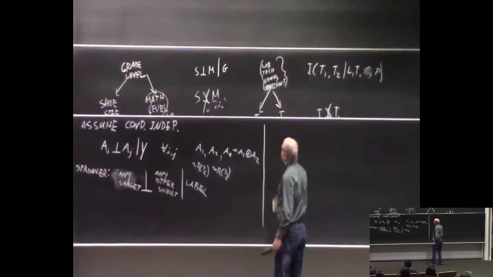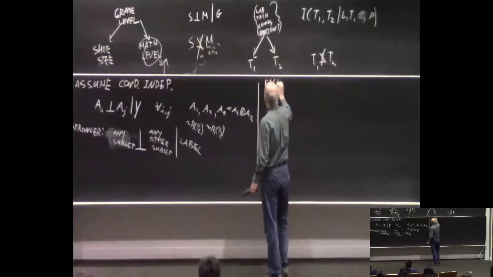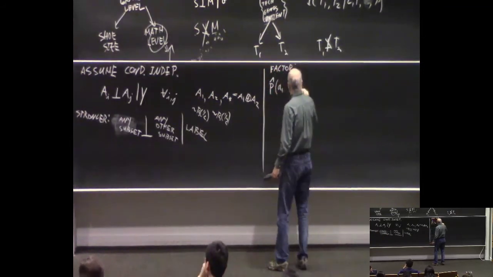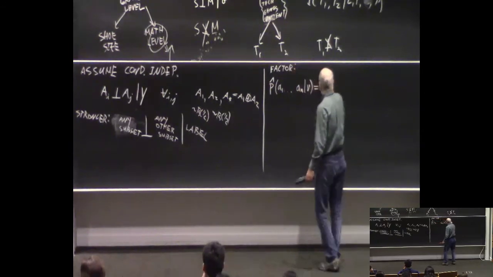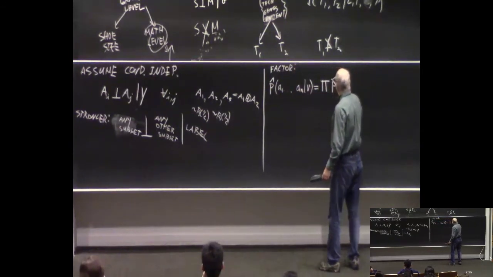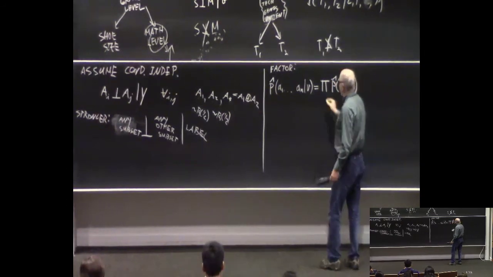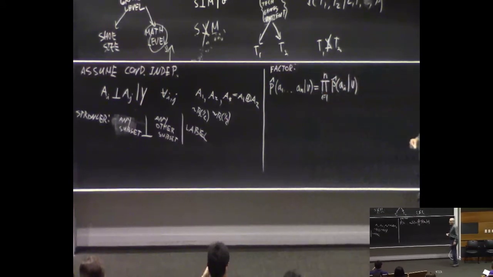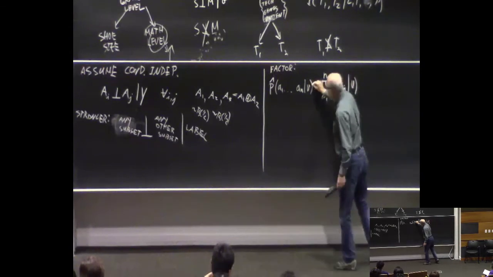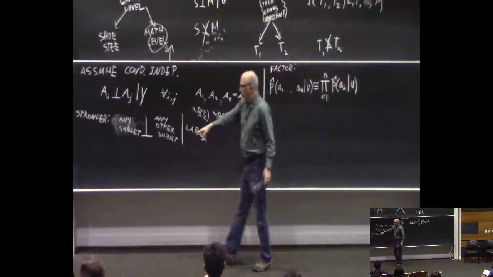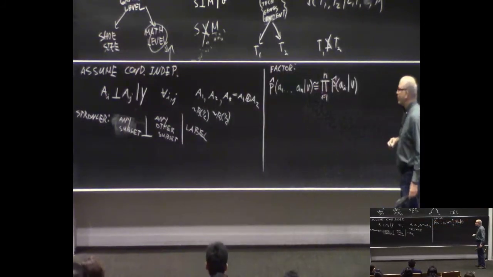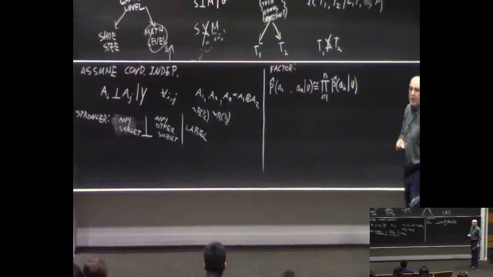and this would allow me to factor my estimate of A1 through AN given V into a product of estimates of A_i given V. This is the crux. This is the reason I made this assumption. This is not exact. This is an estimate based on this assumption. How many parameters do I need to estimate now?